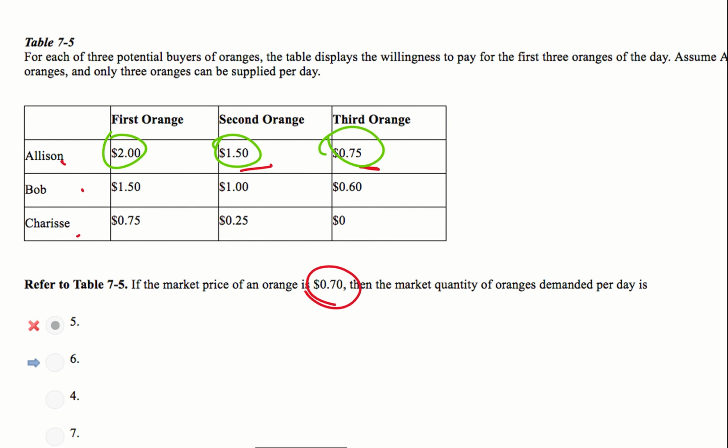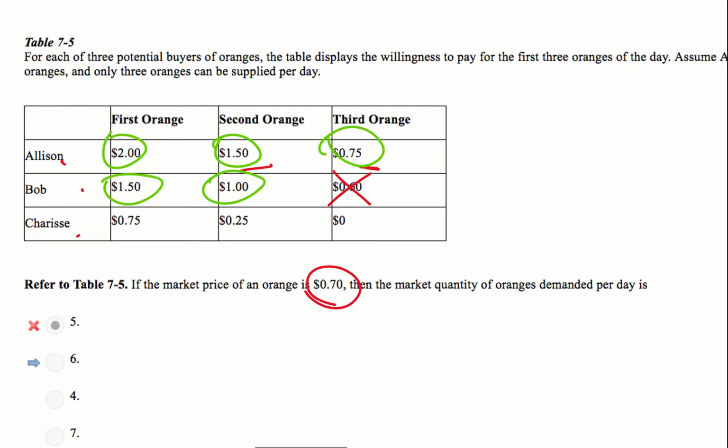Now let's look at Bob. So for Bob, his first WTP is $1.50, so he'll buy the first orange. He will buy the second orange. But for the third orange, this is too expensive, right? Because he's willing to pay only 60 cents and the price for it is 70 cents. So too expensive, he wouldn't buy.